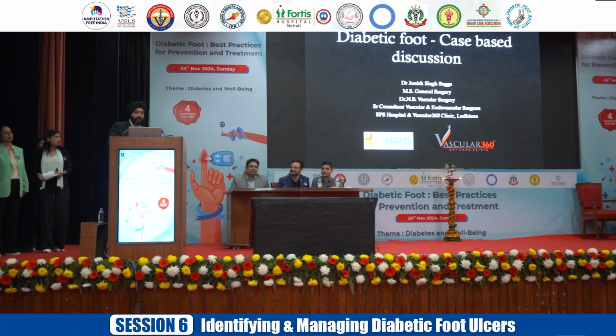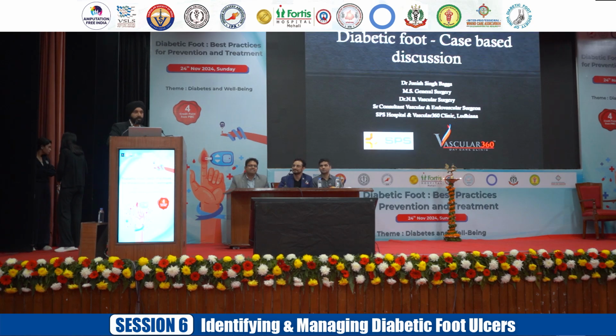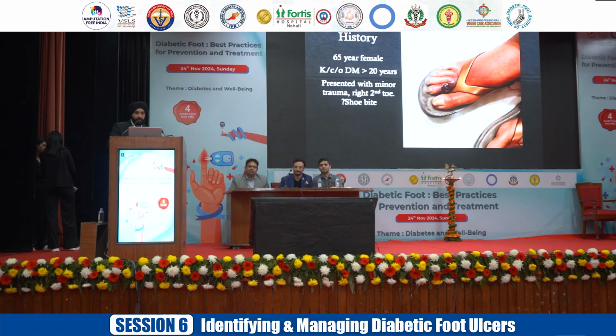So anyways, this is a typical diabetic foot case that each and every clinician, not just a specialist, but any medical doctor or any clinician will definitely see in their OPD. I start with a 65-year-old female with long-standing diabetes for more than 20 years. She came to me with a shoe bite, a right second toe wound. So it was a minor trauma.